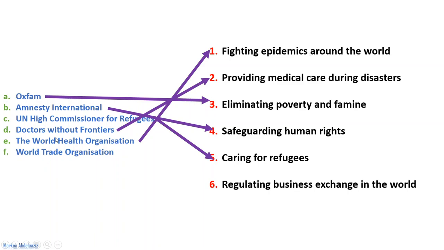So this organization is fighting epidemics, and I explained earlier epidemics like coronavirus or what happened with H1N1, or other diseases that do not affect only one country but affect the whole world. We have only one left, the World Trade Organization, which is regulating business exchange in the world. I think you studied this one in social studies, in geography.